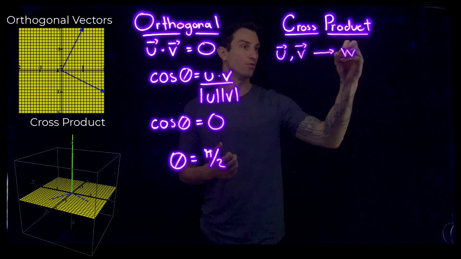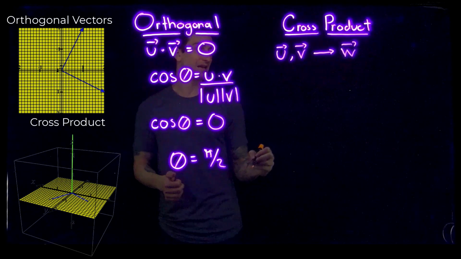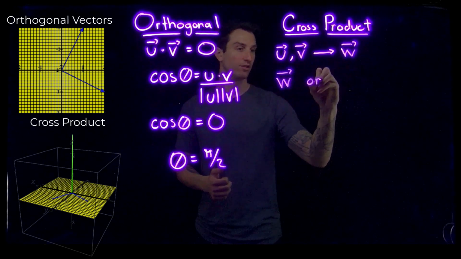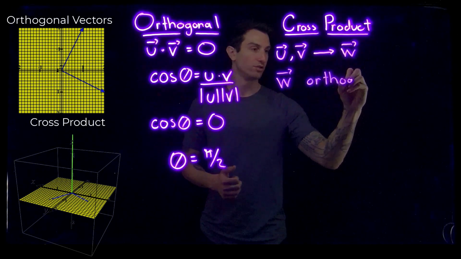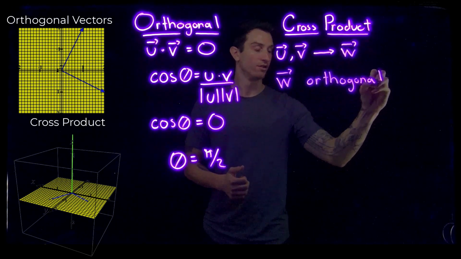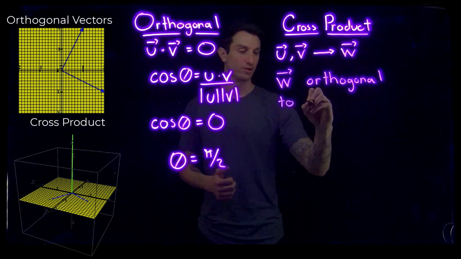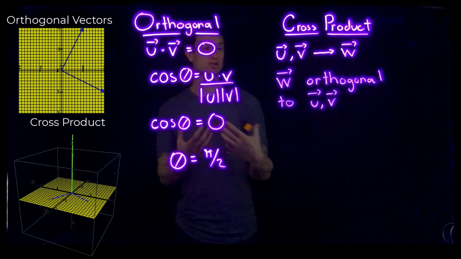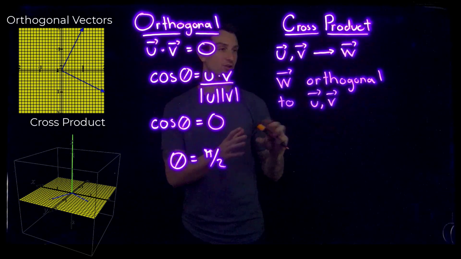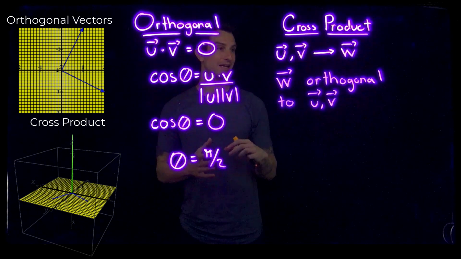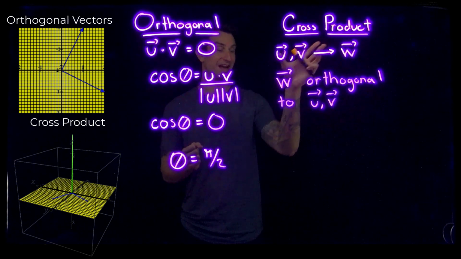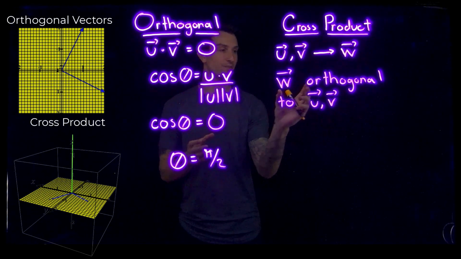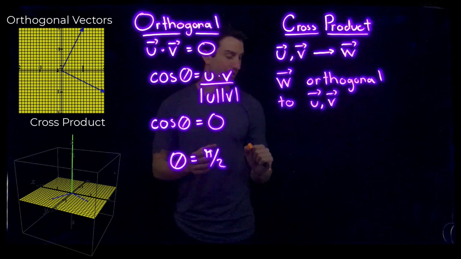We'll call it w. What's so special about w is that w will be orthogonal to both u and v. So if you give me two vectors, u and v, they don't have to be orthogonal. It can be random vectors, and I input them in, and we'll talk about how we actually compute the cross product in the next part of the video. I'll get another vector coming out that is orthogonal to both. So that's what we're going to talk about.